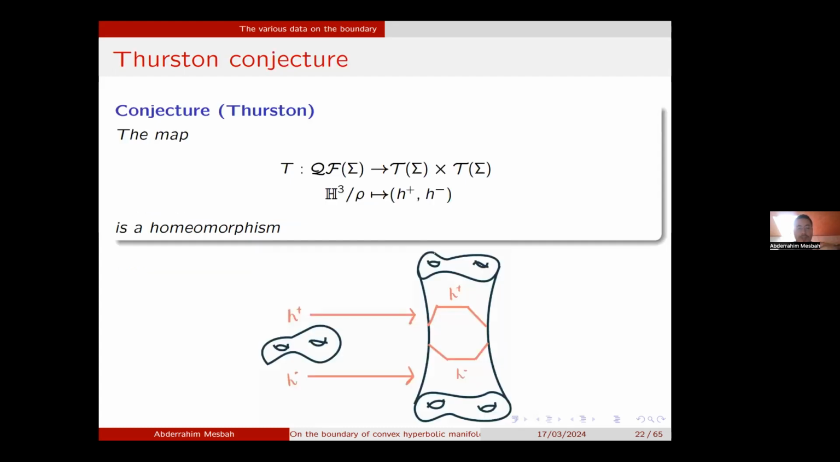So what I mean by surjectivity is that at the current time we know that if you take two hyperbolic metrics, h plus and h minus on sigma, you can find a quasi-Fuchsian manifold that induces h plus as the metric on the upper boundary of the convex core, and induces h minus as the induced metric on the lower boundary of the convex core. But is this quasi-Fuchsian manifold unique? We still don't know.